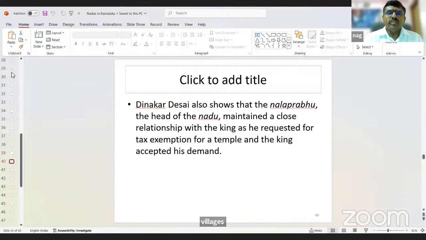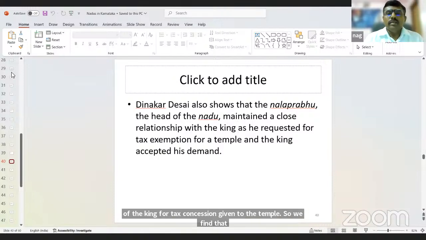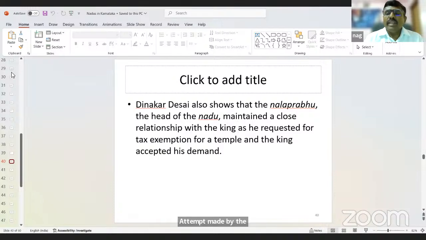Dinakar Desai also talks about Nala Prabhu or Nada Prabhu, at the head of the Nadu. He maintained close contact with the king. In one case, Nala Prabhu requested tax exemption for a temple, and the king accepted the demand. So we find the Nada Prabhu trying to obtain the support of the king for a tax concession given to the temple, maintaining close contact with the king. This is one evidence for the state control of the Nadus, which becomes important in the case of Karnataka.